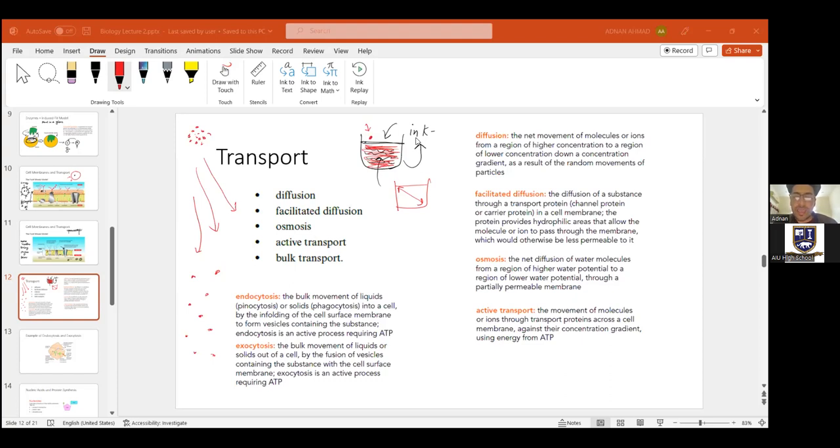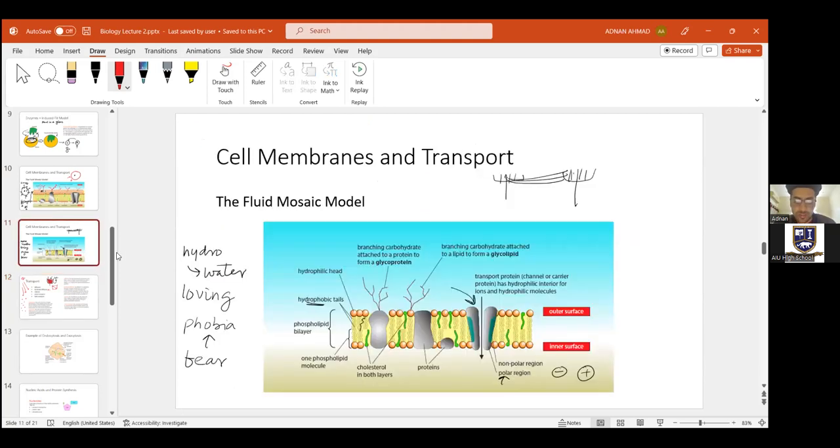Now we have another mechanism that helps in the transport, and that is facilitated diffusion. Facilitated diffusion is the diffusion of a substance through a transport protein, a channel protein or a carrier protein, in a cell membrane. The protein provides hydrophilic areas that allow the molecule or ion to pass through the membrane, which would otherwise be less permeable to it. So here, from this point, the active diffusion takes place, and it requires energy, and the particles get out of the cell and they also get inside of the cell. And this process is called active diffusion.